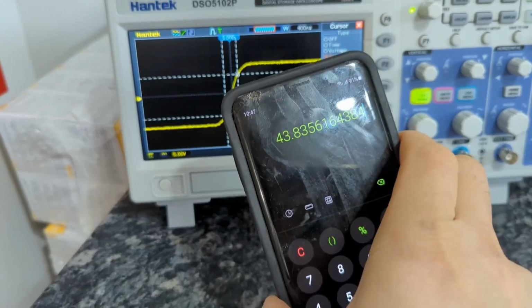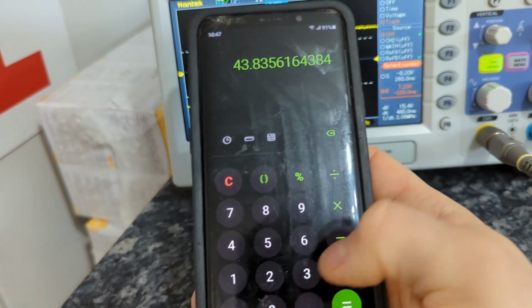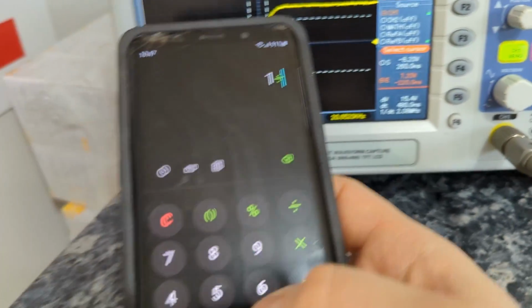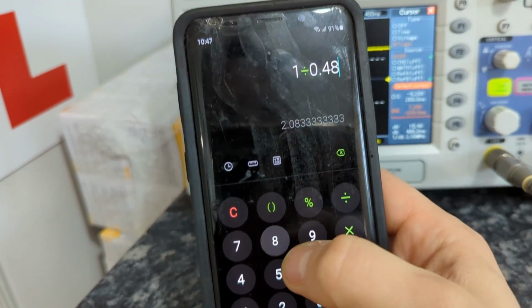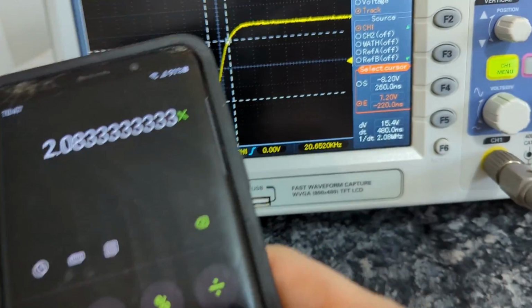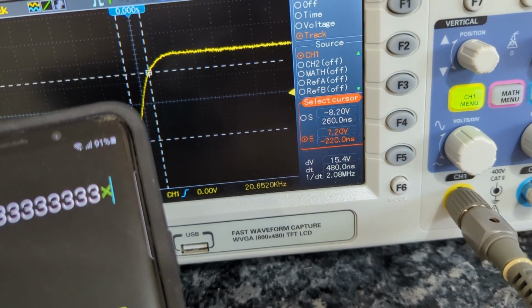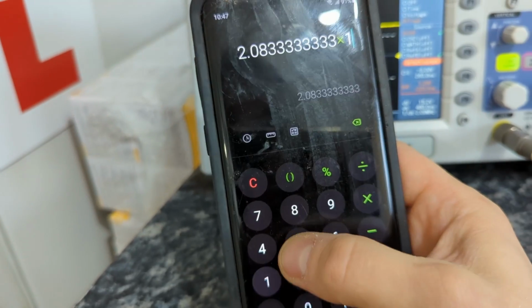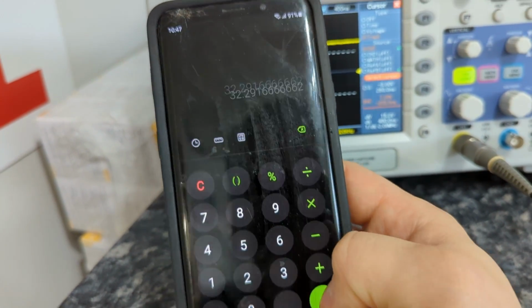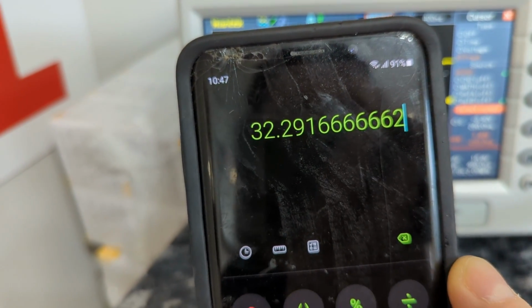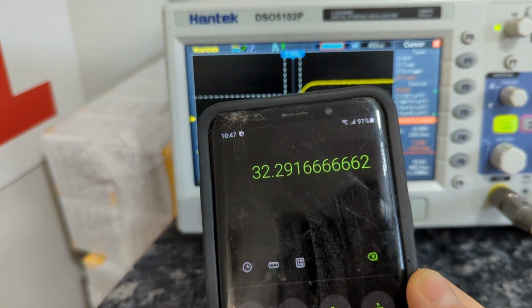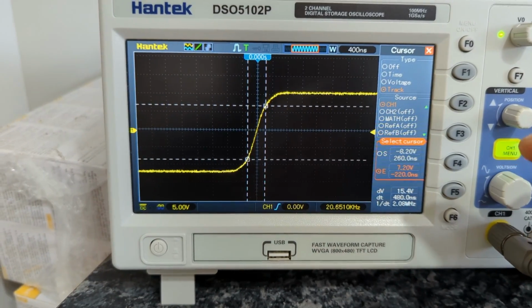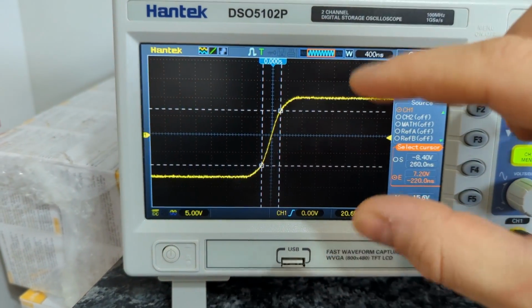So before we had 44 volts. Let's see what we have now. 1 divided by 0.48, times 15.5. Let's say 15.5. And we have a slew rate of 32. So you see it dropped by what, 10 volts? And this is the thing: the slew rate, again, depends on the level, on the voltage, and not on the frequency.